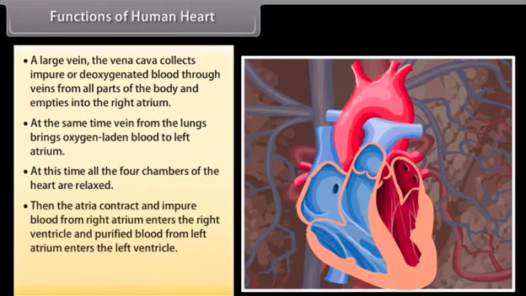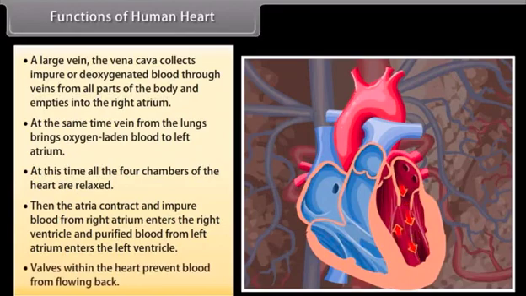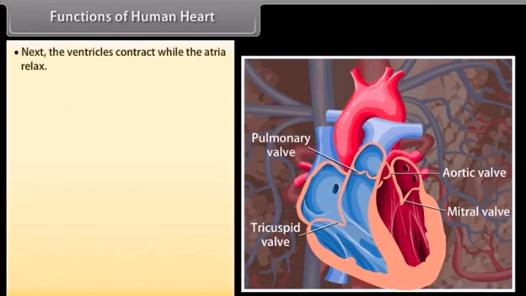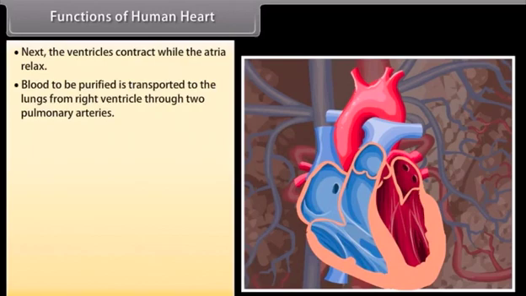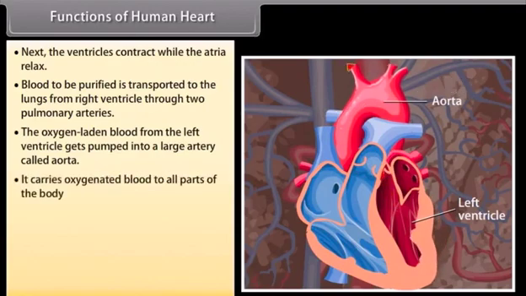Then the atria contract and impure blood from right atrium enters the right ventricle and purified blood from left atrium enters the left ventricle. Valves within the heart prevent blood from flowing back. Next, the ventricles contract while the atria relax. Blood to be purified is transported to the lungs from right ventricle through 2 pulmonary arteries. The oxygen-laden blood from the left ventricle gets pumped into a large artery called aorta. It carries oxygenated blood to all parts of the body.